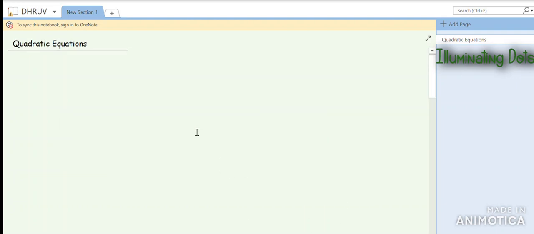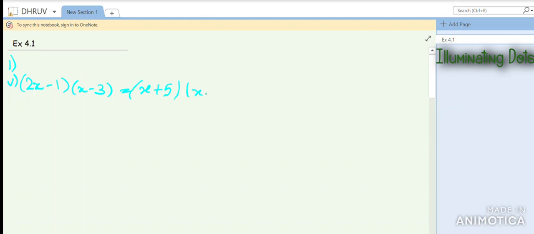Let's begin with the exercise. So, exercise 4.1. I'll solve the fifth question. Fifth one: 2x minus 1 into x minus 3 is equal to x plus 5 into x plus 1. The question here is asking us to check if the following are quadratic equations.